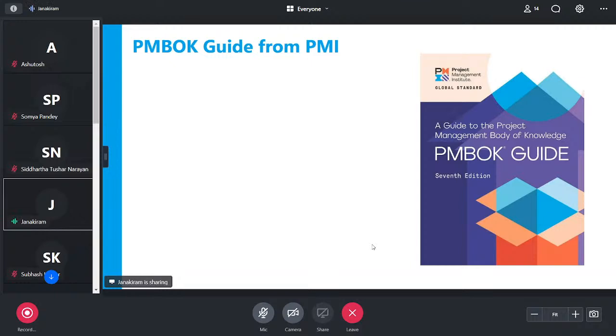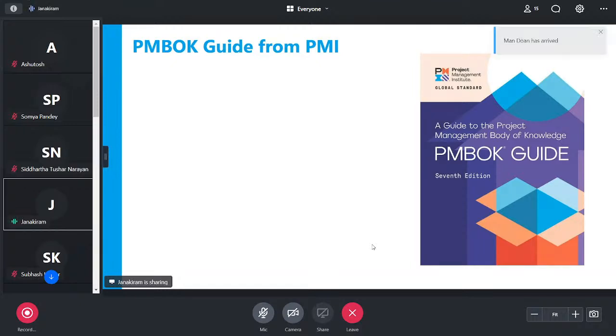So, what is PMBOK? PMBOK expands to Project Management Body of Knowledge. It is a consolidation of best practices and standards in project management across industries, and it is compiled by PMI, which is Project Management Institute. Project Management Institute is a non-profit organization. It's a US based organization. They are non-profit, and they are the ones who regulate the PMP exam.